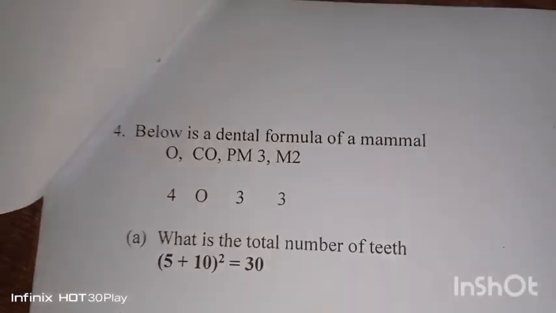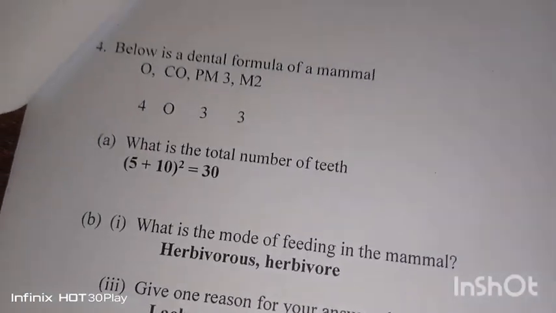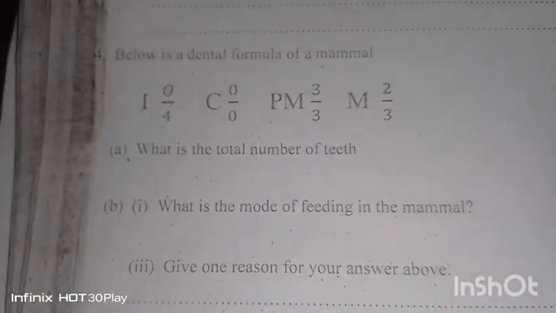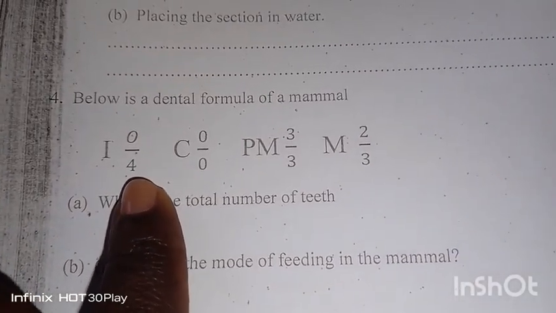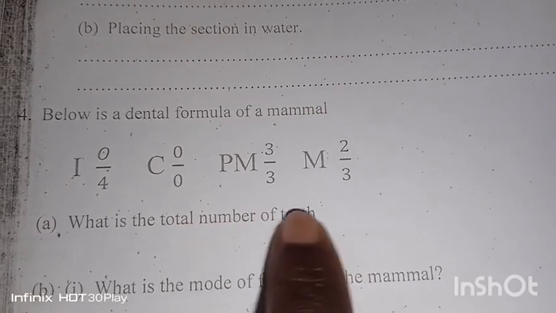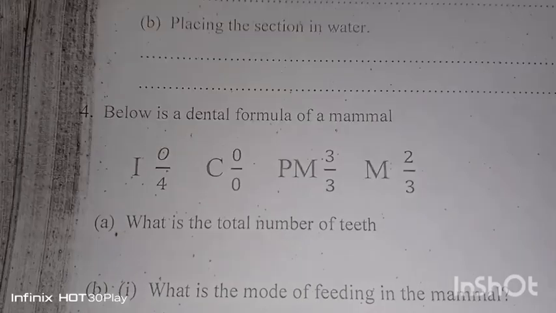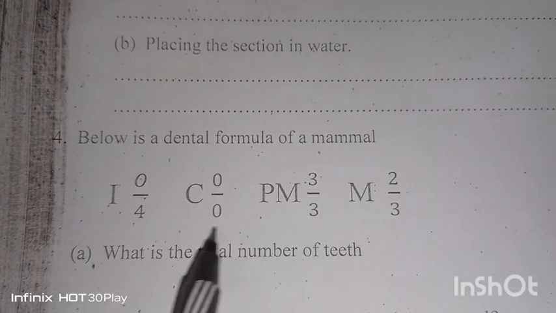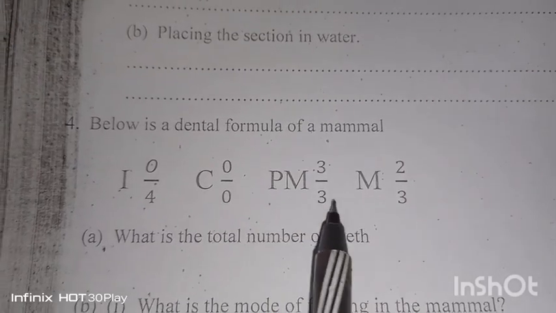Next question, you're given below the dental formula of a mammal. Here it is. This mammal has 0 incisors on the upper jaw, 4 incisors on the lower jaw, 0 canines on either jaw. Then premolars are 3, and molars are 2, 3. And you're asked what is the number of teeth. This one represents half of the mouth of that mammal.